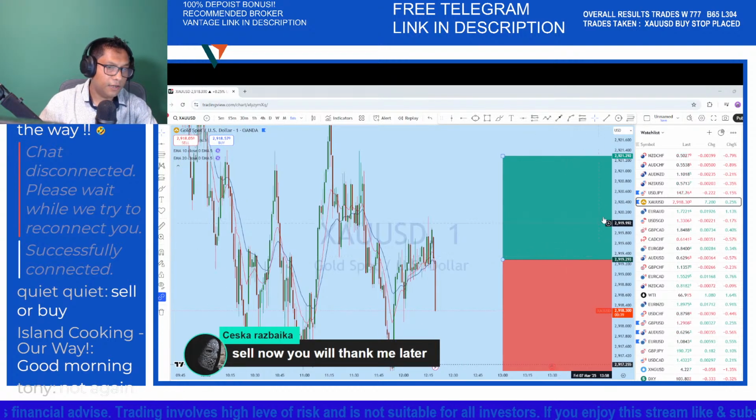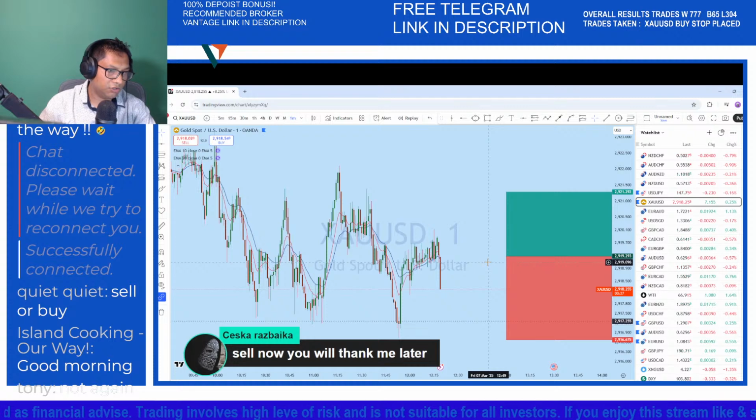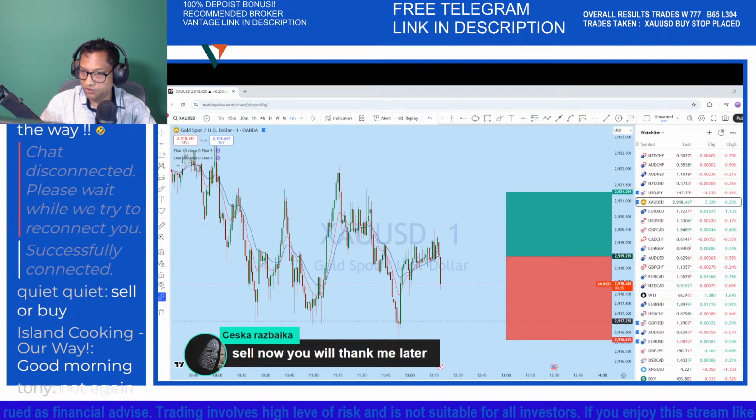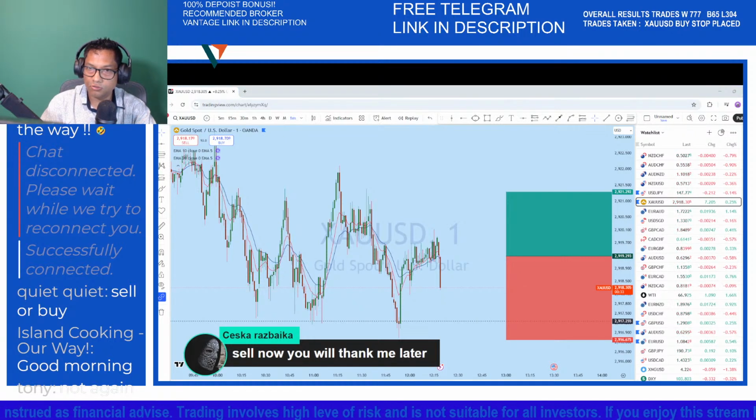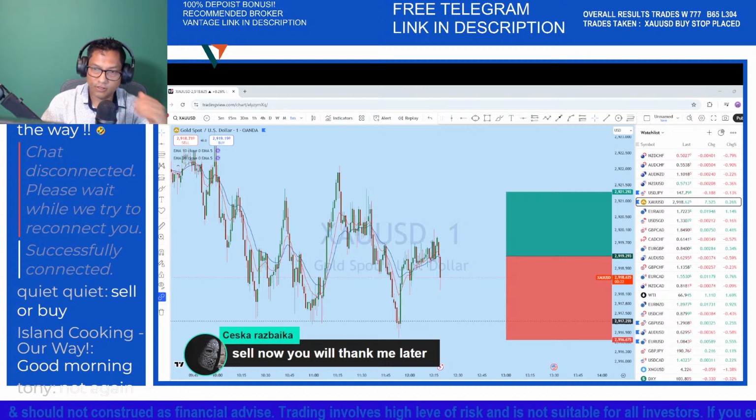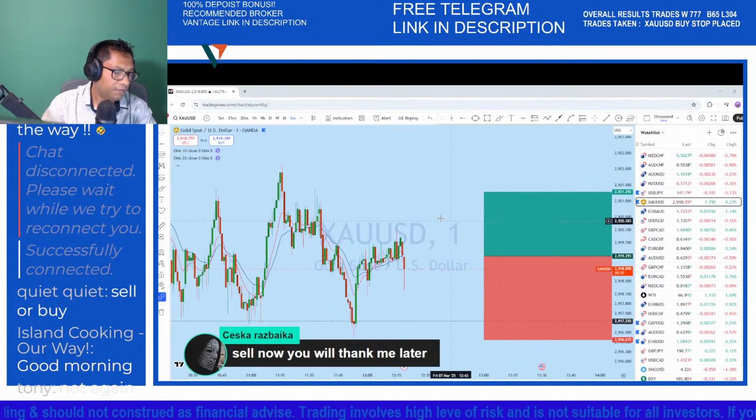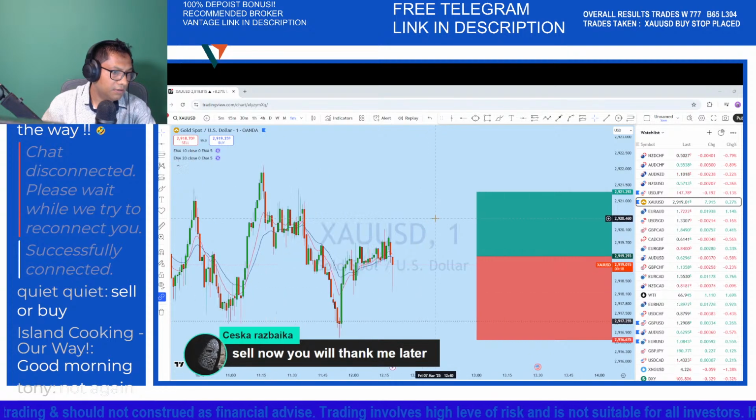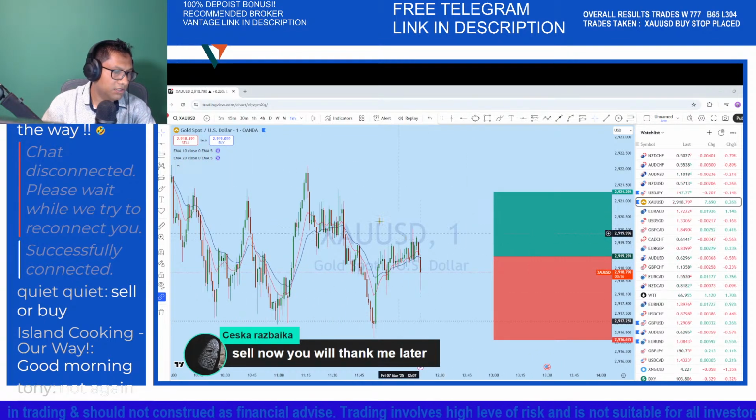Okay, so here, as I mentioned, because it was considered to be in a consolidation, it has just started to reverse here. And at the moment, what you can see is because there's a long week.